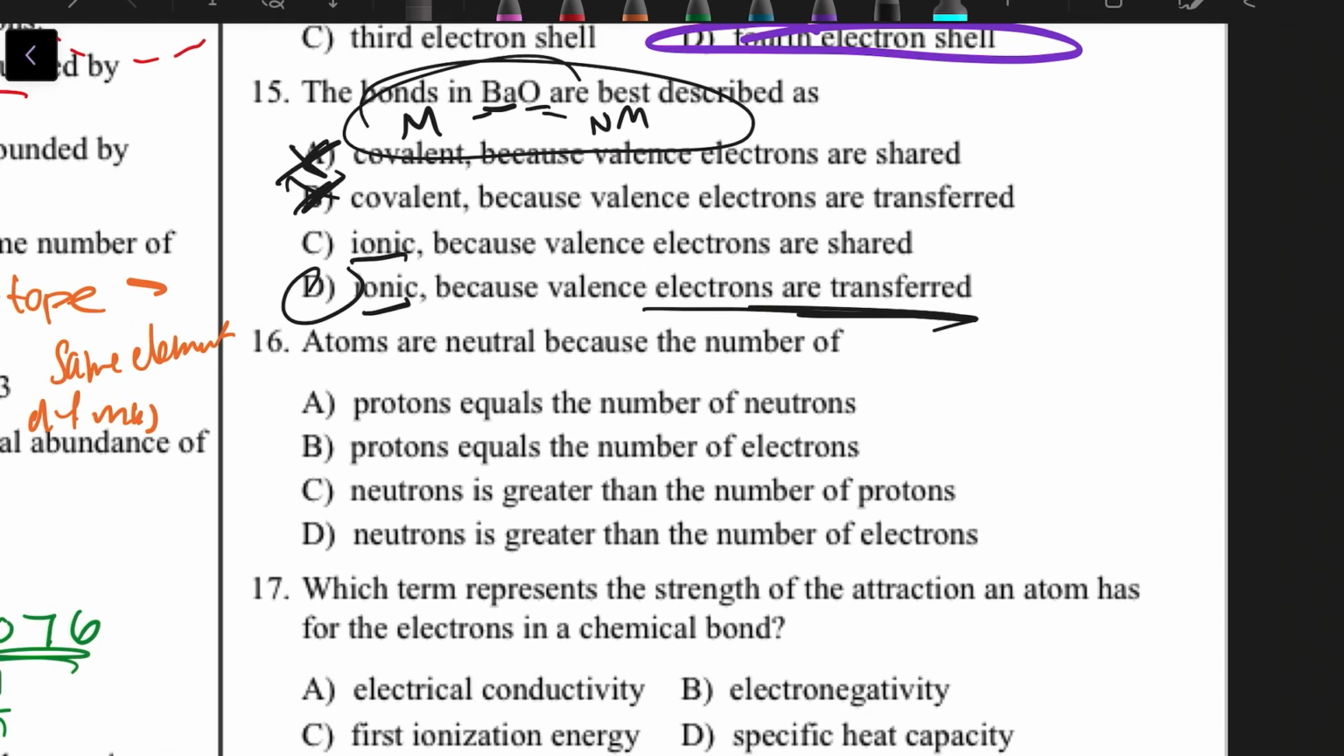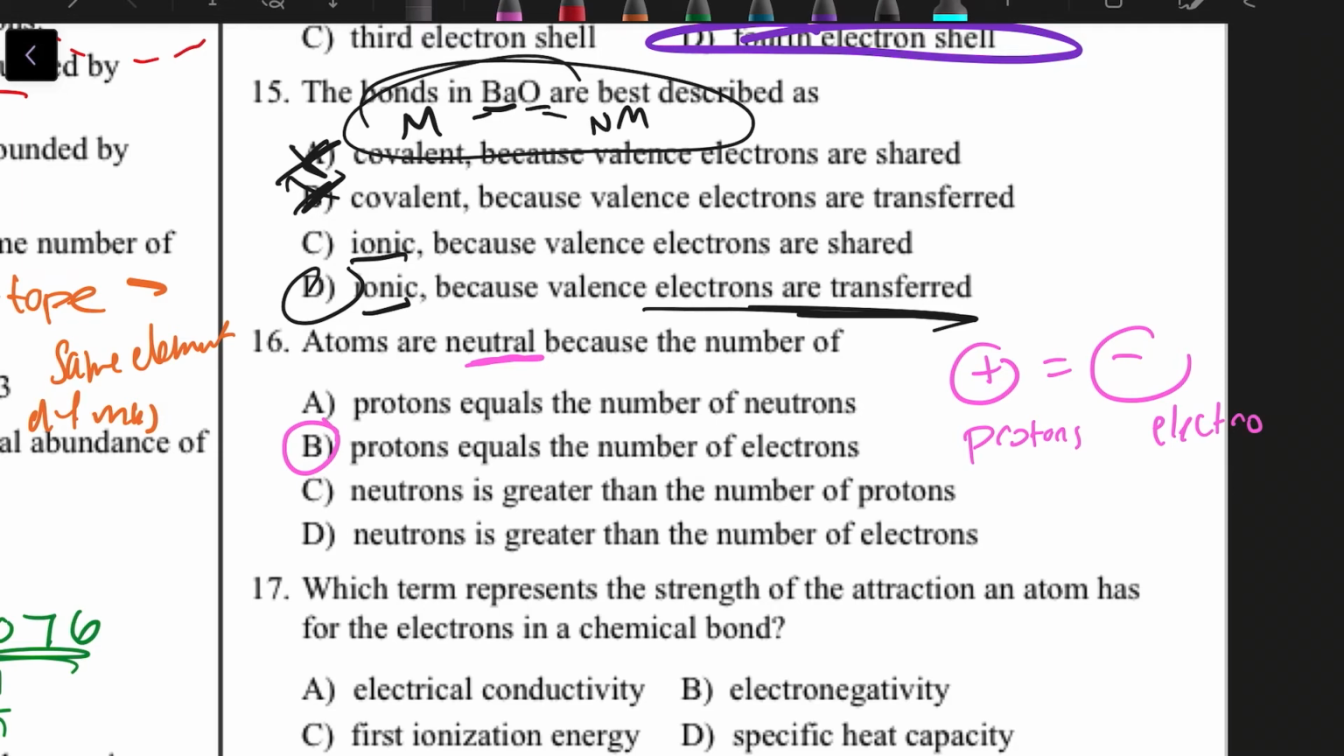Number 16, the atoms are neutral because neutral means you have zero charge. So that means the positive stuff has to equal the negative stuff. The positive stuff are the protons, and the negative stuff are the electrons. So protons equal electrons. That's why in atoms, protons always equal electrons, because atoms are neutral. It's not till we get to ions, where you're losing or gaining electrons, that things become a little bit more complicated and they don't equal each other.